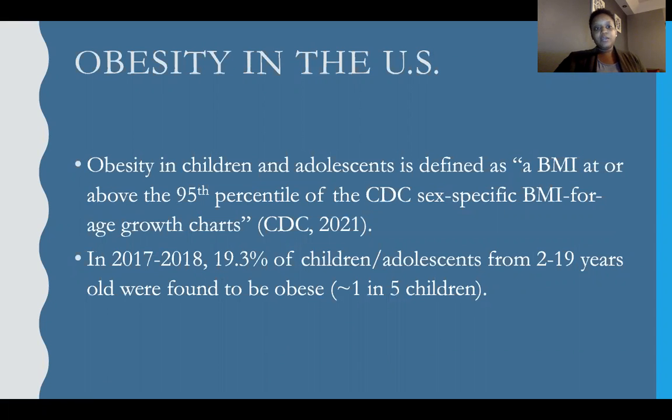So obesity in the US is very prevalent. Obesity is defined by the CDC as a BMI at or above the 95th percentile of the CDC sex-specific BMI for age group charts, and this is in children and adolescents. In 2017 to 2018, 19.3% of children/adolescents from the ages of 2 to 19 were found to be obese, and that is 1 in 5 children.